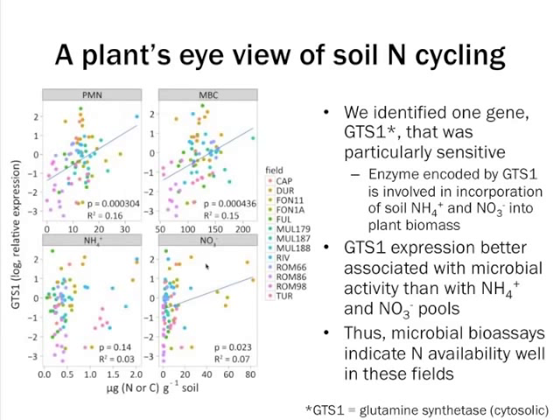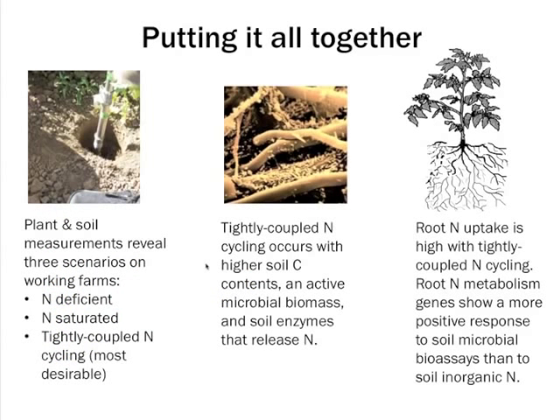So to summarize, we can say that GTS1 expression is better associated with microbial activity than with ammonium and nitrate pools. And so, from the plant's point of view, these microbial bioassays are indicating nitrogen availability well in this group of fields. And so now I'm going to turn it back over to Louise, who's going to help us put all of this together.